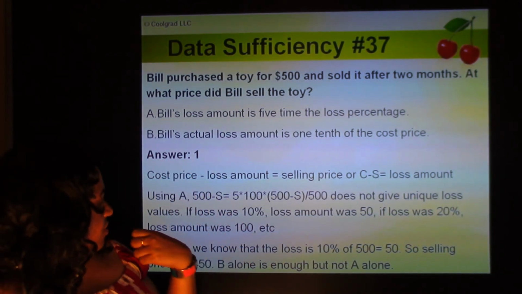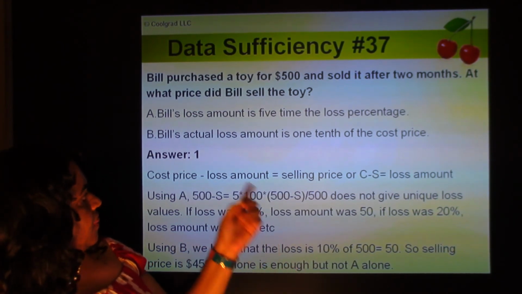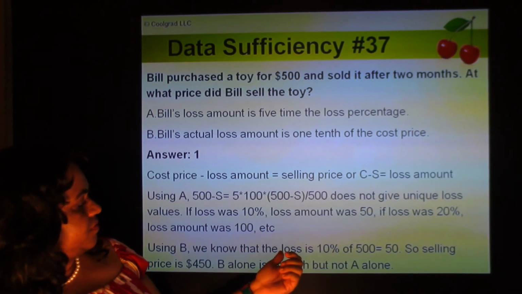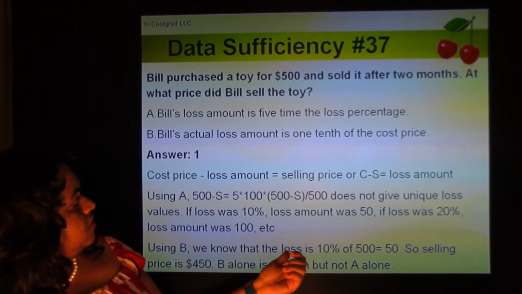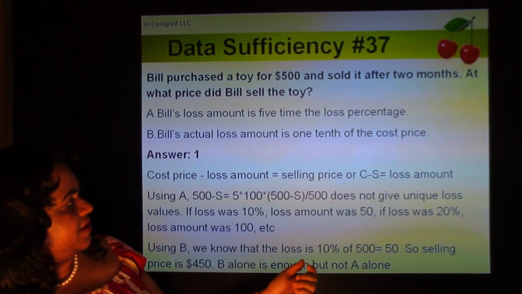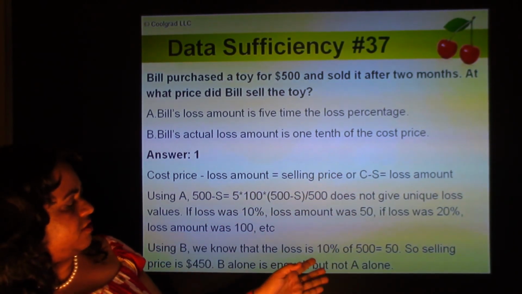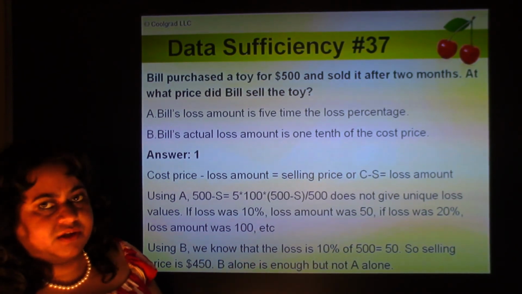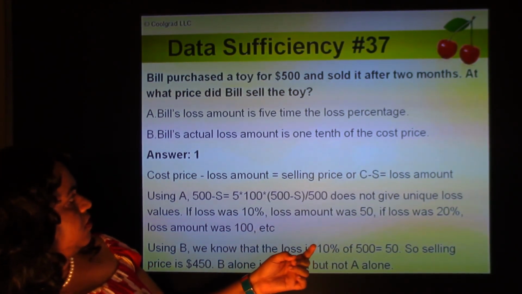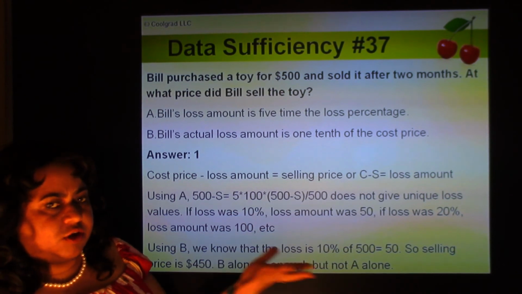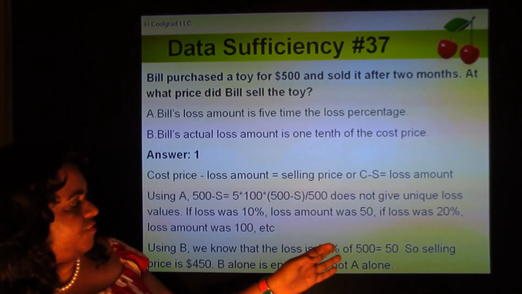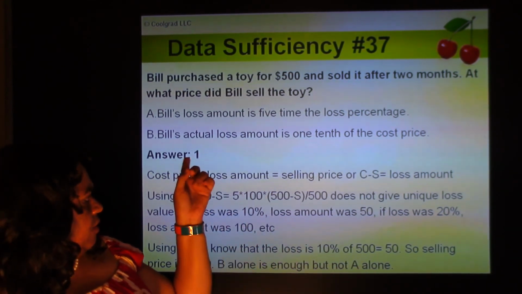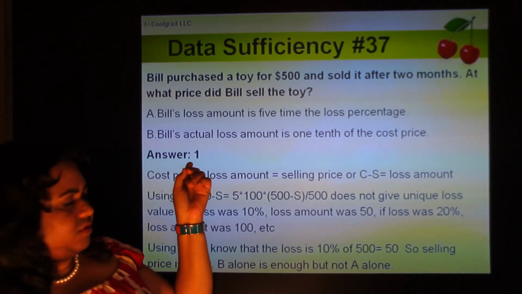Using statement B alone, we know that the loss amount is 1/10 of the cost price. 1/10 of 500 is 50, so the loss amount is 50. So what is the selling price? Cost price minus loss amount. So 500 minus 50, we get 450. So B alone is enough, but not A alone. So we pick option 1.